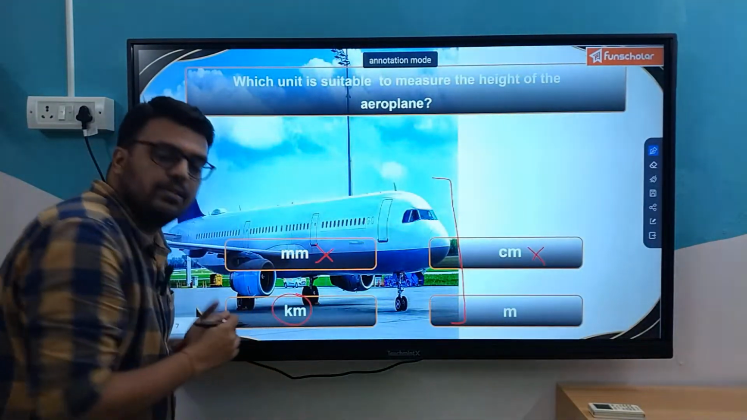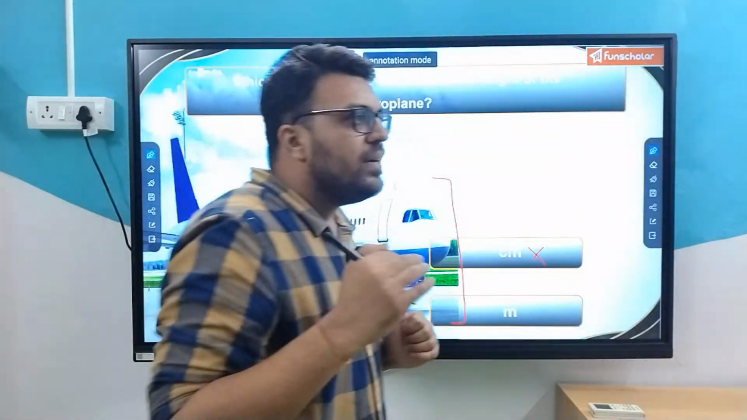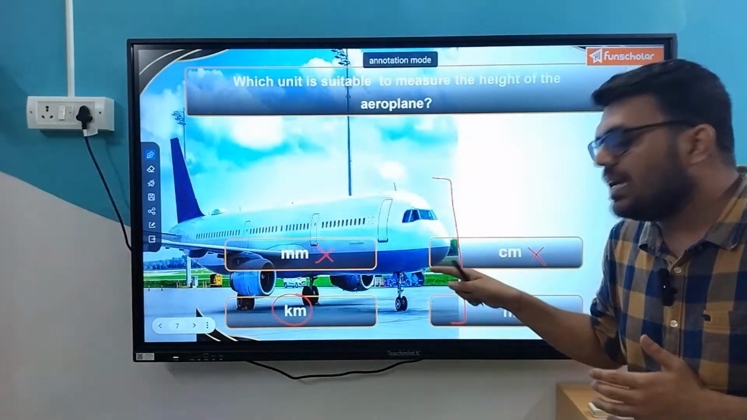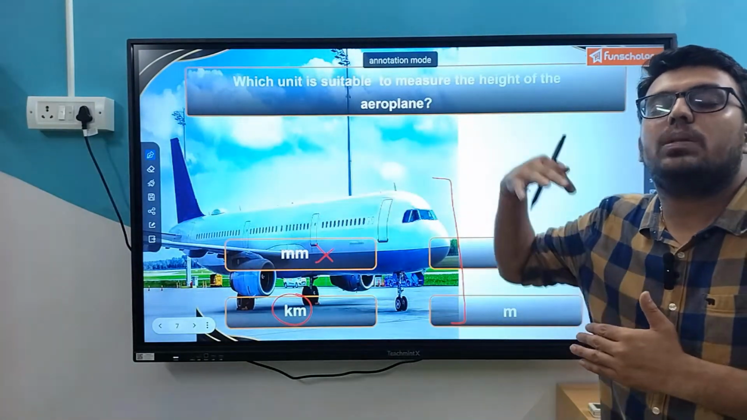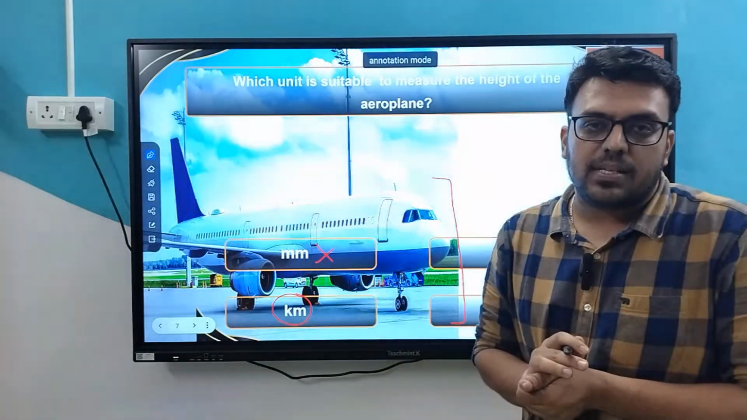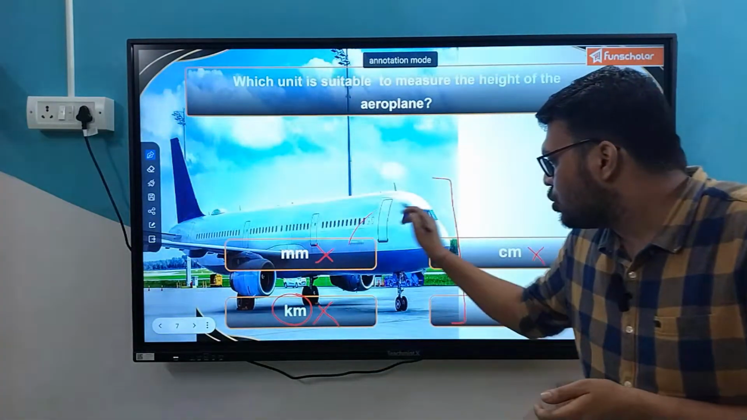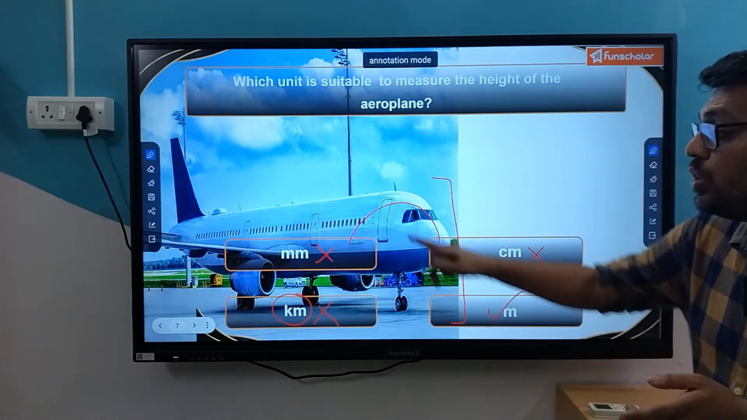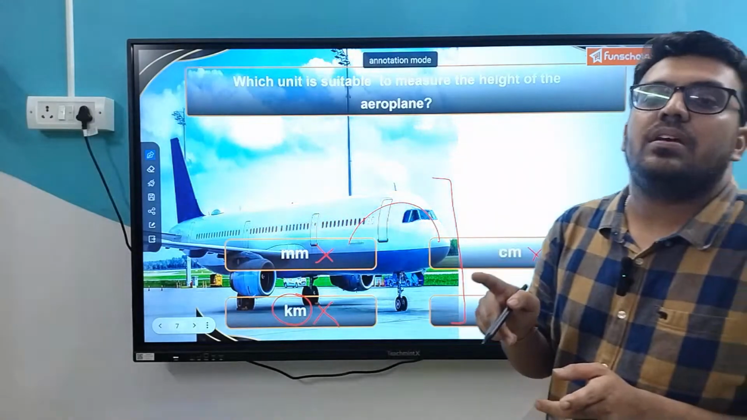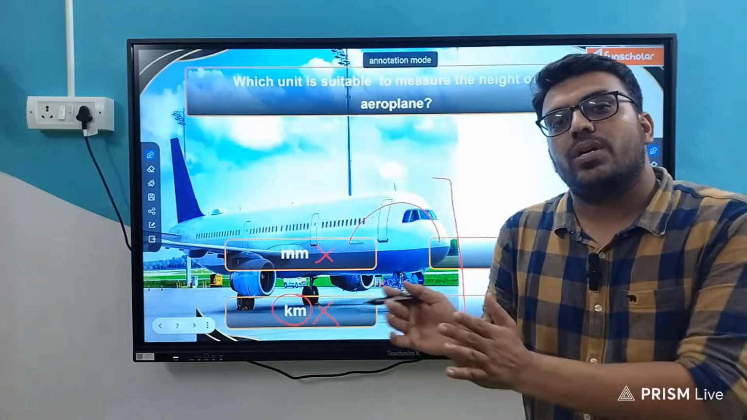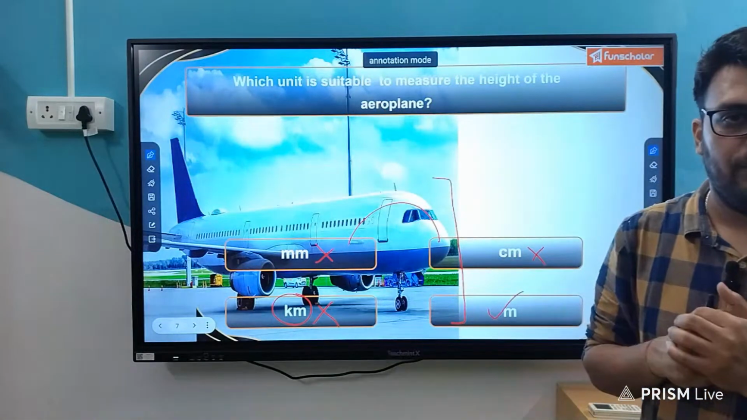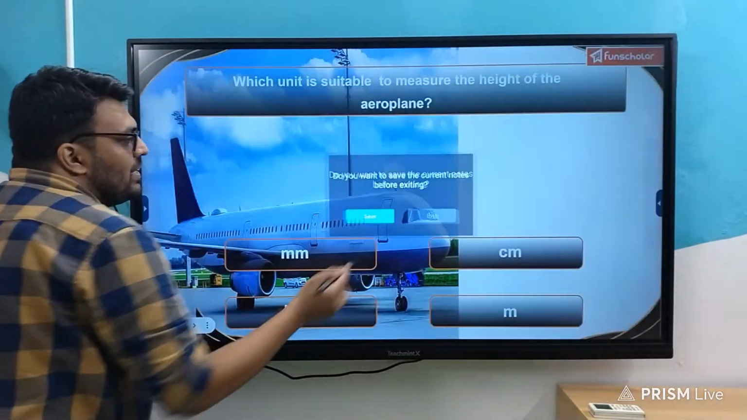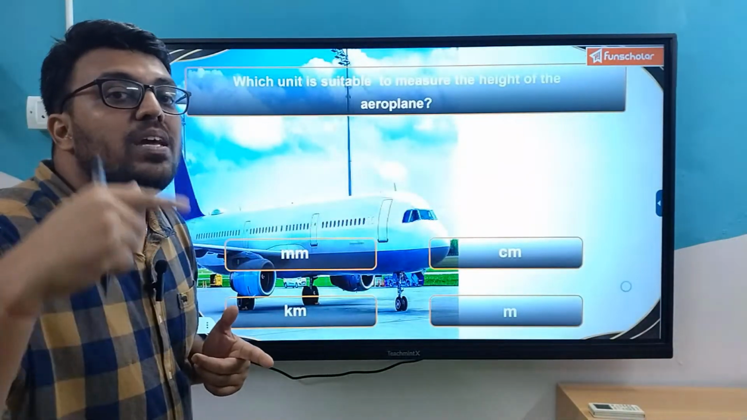Is this kilometer? Now kilometer is not smaller but kilometer is way bigger to measure. To measure the height of this plane, kilometer is a very big unit, so we cannot use that either. That is why this is wrong. These two are smaller, this is bigger. So what is a convenient way? We can say out of these four examples, the most convenient way is to use meter as the unit for the measurement of height of the aeroplane. So one more thing is verified here, that the context matters, the size should be convenient.